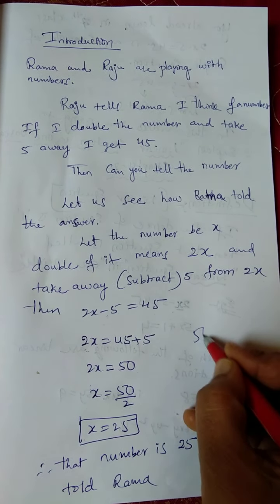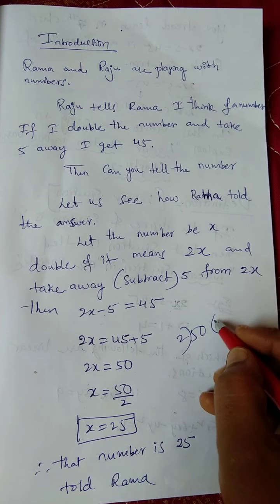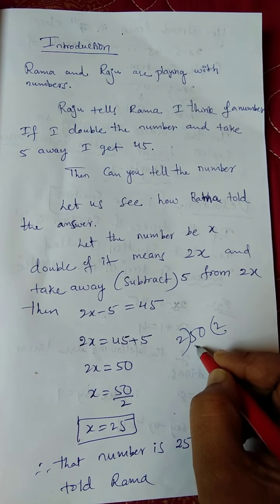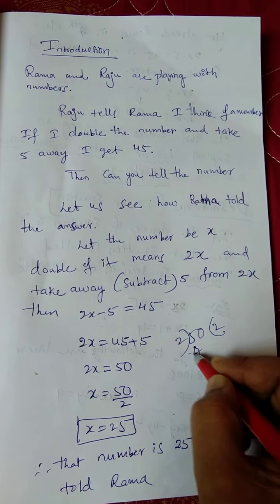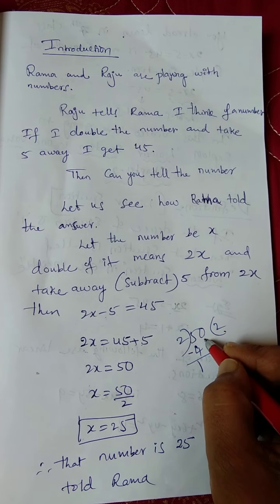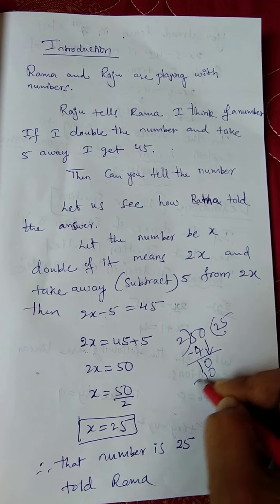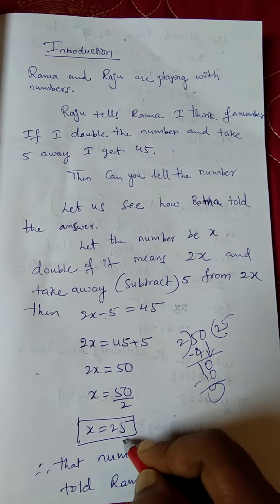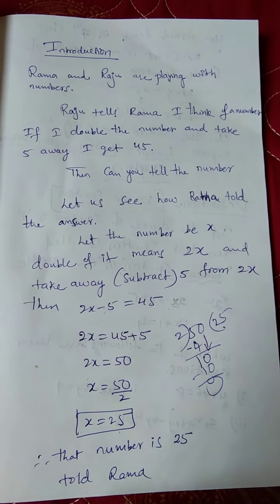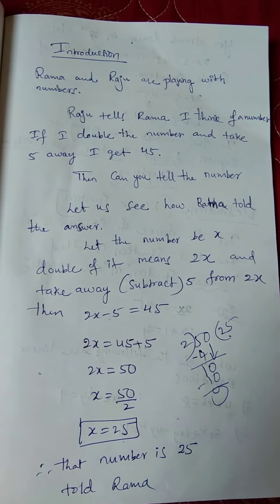Why? Because if you do the division, 2 2s are 4, 1 is the remainder, carry down 0, 2 5s are 10. If you do the division, you will get x is 25. So the number is 25, Rama told.